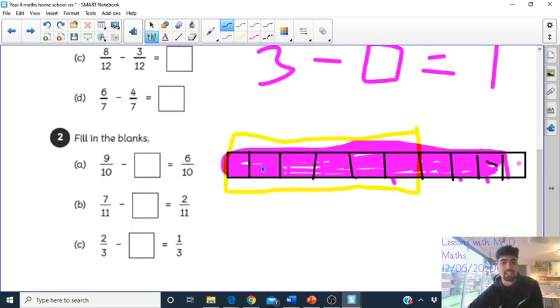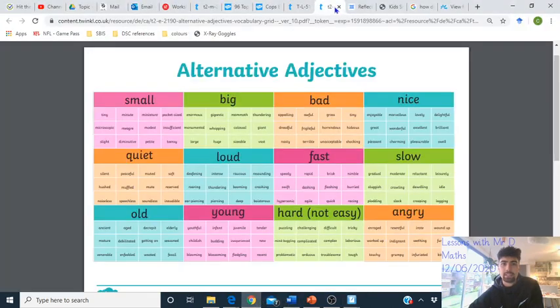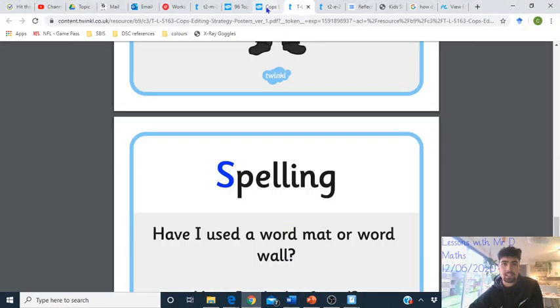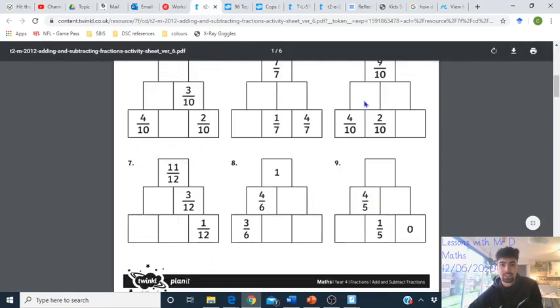Again, just another way of thinking. I know lots of people's brains work lots of different ways. I'll put this on the Google Drive for you to have a go at this worksheet if you want to print it out. And I'll also show you this as a bit of a challenge.